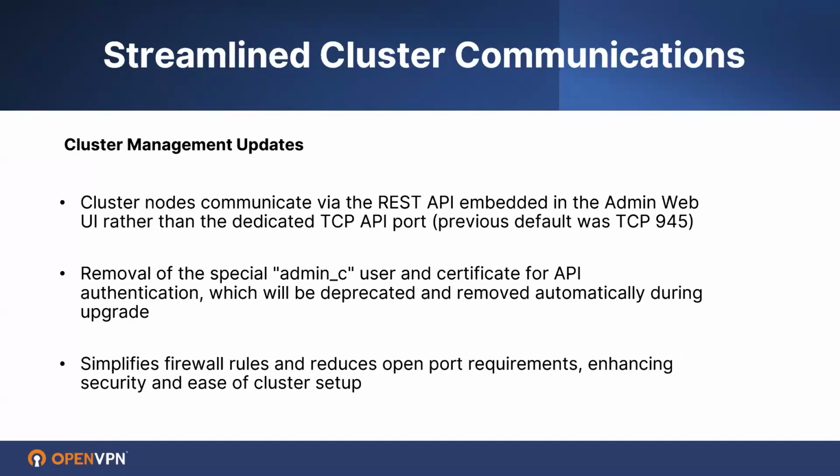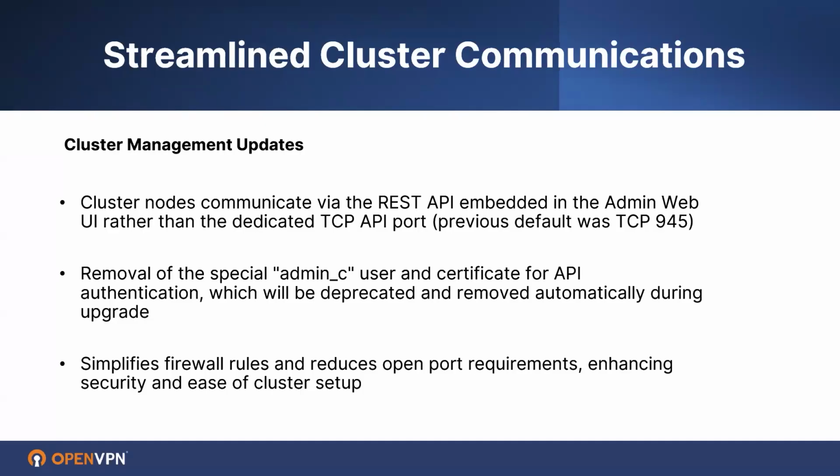Cluster setup in Access Server has now been overhauled for greater security and ease of use. In the previous version, cluster nodes used to dedicate a TCP port, which was 945, and a special username, which was named admin_c, for API authentication. Setting this up meant basically opening specific firewall ports and dealing with extra management.